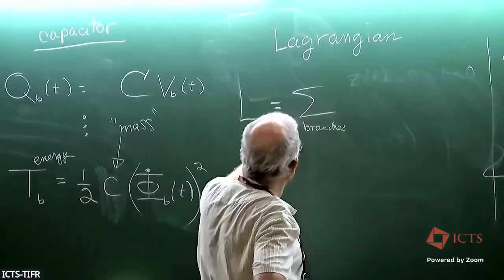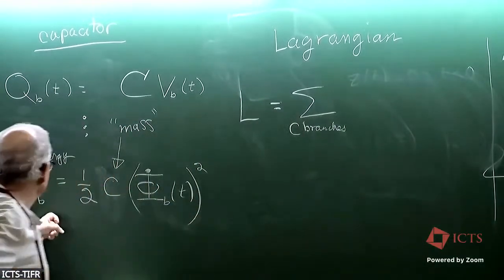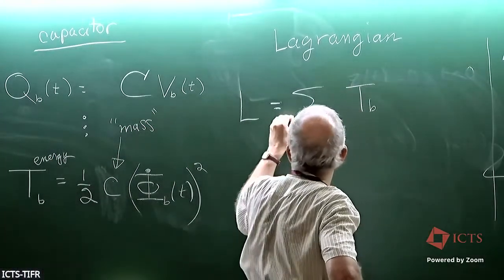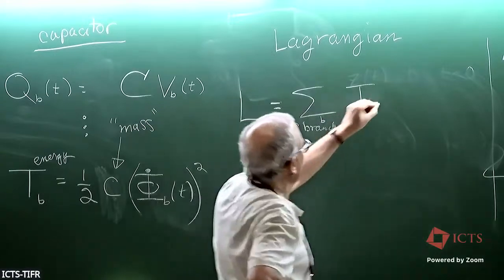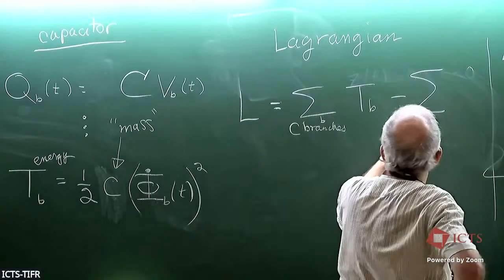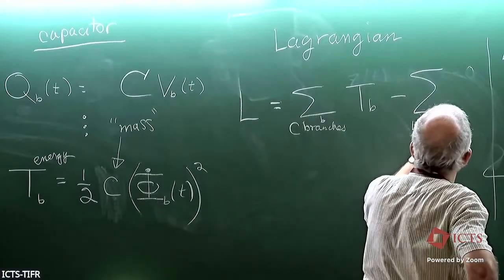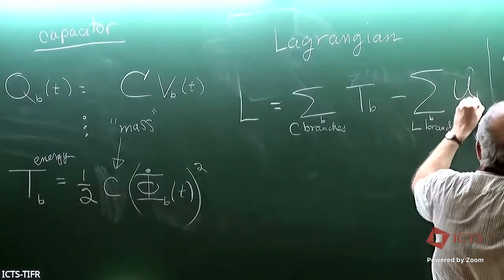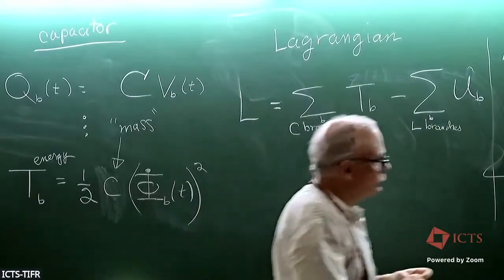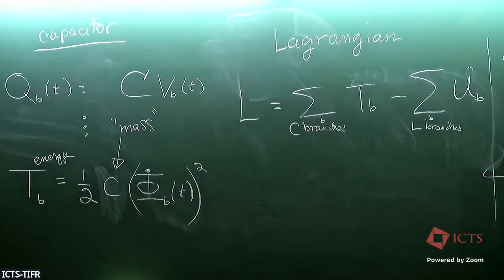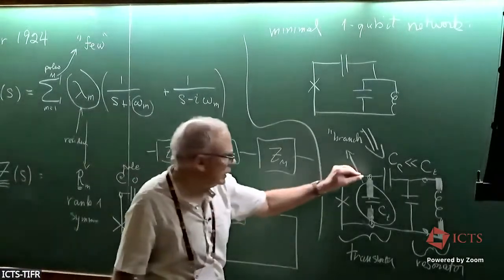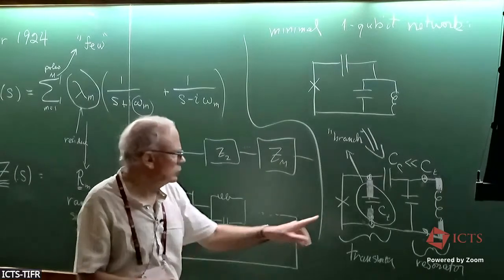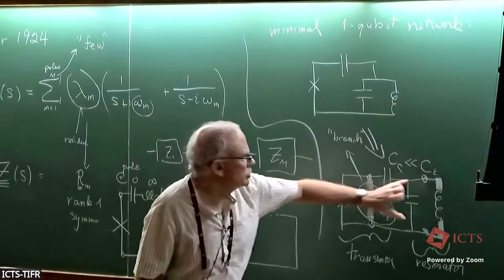Well, first the C branches, and I'll get the kinetic energy, T_B, of those branches. So it's a sum over B for branches, and then I have minus the sum over L branches, B, and this U_B. So that covers almost this whole circuit, with the exception of constraints. That is, when I get to this branch, I shouldn't introduce it as an independent dynamical variable. I should just call it the difference between these two branches.